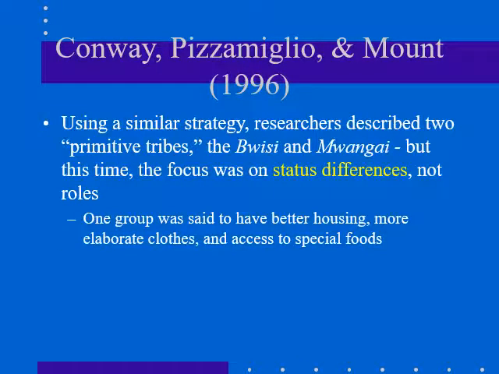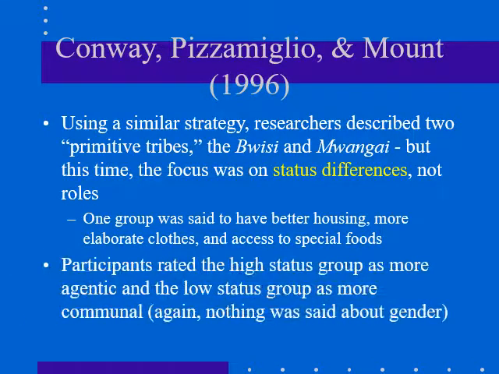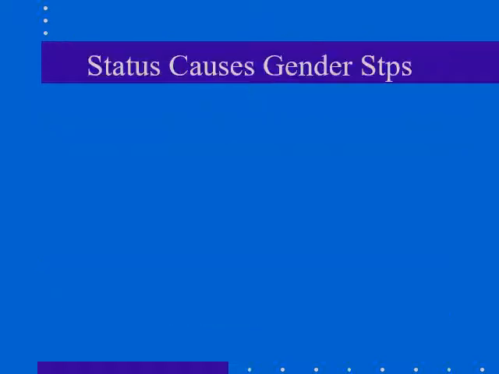Well, what about status? So Conway and her colleagues, about 6 years later, used a similar strategy, but this time they described two primitive tribes on Earth, the Bwisi and the Mwenge. This time the focus was on status difference, not so much role. So one group was said to have better housing, their clothes were better, more elaborate, and they had access to special foods. They also ran the religious ceremonies. Participants rated the high status group as more agentic and the low status group as more communal. Again, nothing was said about gender.